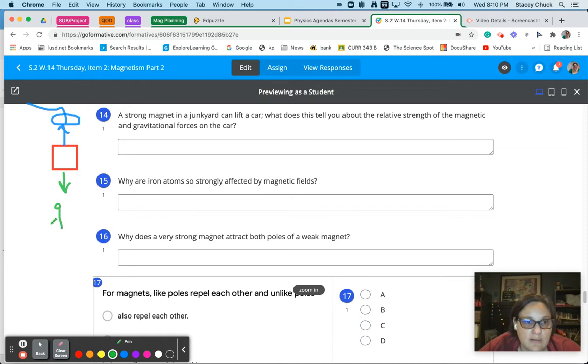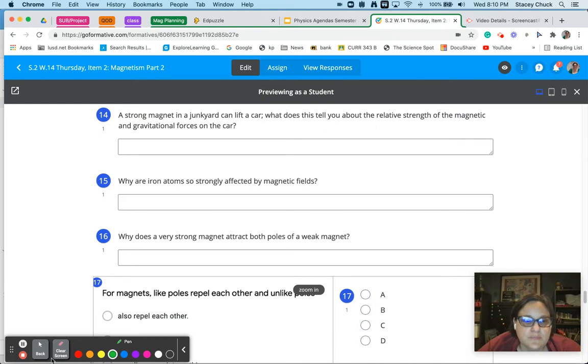So this is G. Now, if the magnet lifts the car, that means it has a stronger force than the downward force of gravity on the car. So that gives us a pretty quick answer that the magnetic field is stronger than the gravitational field. Now, you could have a magnet that's weaker than gravity and wouldn't pick up the car, but if it picks up the car, then you know that the magnetic field is definitely stronger in that situation.